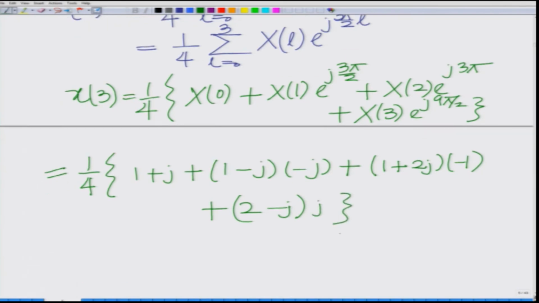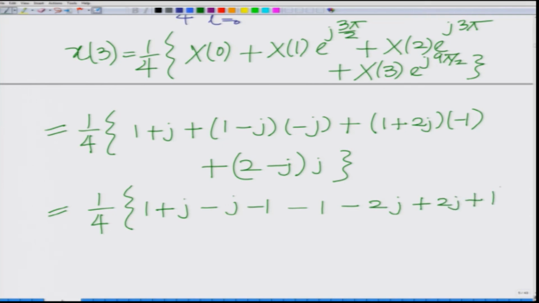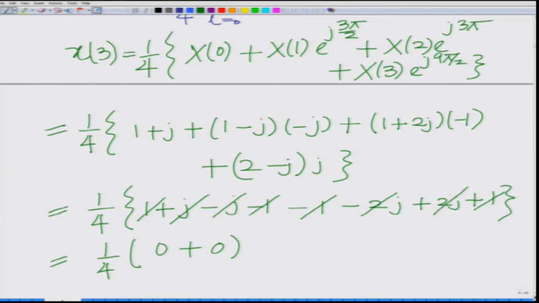And when you simplify this, what do you have? That is 1 over 4, and once again you can check this, 1 plus j minus j minus 1 minus 1 minus 2j plus 2j plus 1. In fact, you have 1 by 4 times 0 plus 0. You can see this is j minus j, 1 minus 1, minus 1 plus 1, 2j minus 2j. So, this goes.